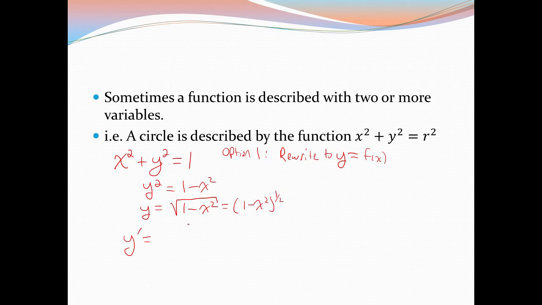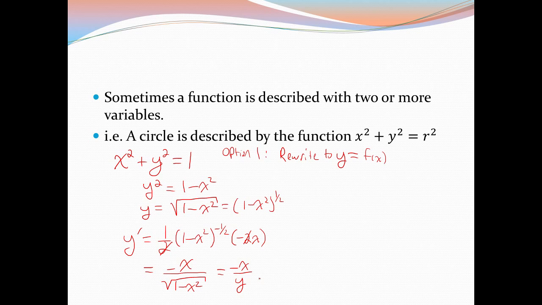So when we differentiate this, just apply power rule and chain rule. So 1/2 times 1 minus x squared to the negative 1/2, and then chain rule this. The derivative of the inside here will just be negative 2x. Or in other words, this 2 will cancel that 2, so we get negative x over the square root of 1 minus x squared. It turns out that the square root of 1 minus x squared is just equal to y, so this is really just negative x over y. Okay, that's option 1, so rewrite to y equals f of x.